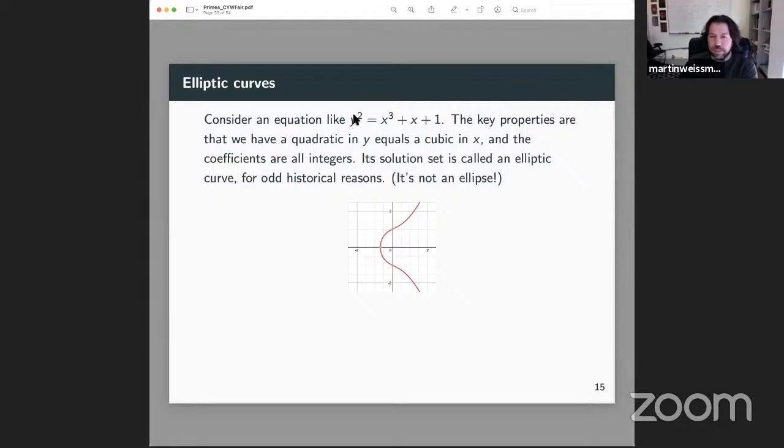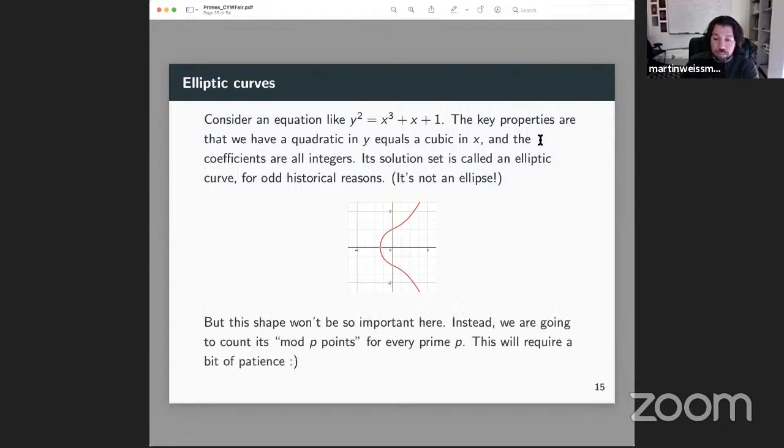There's nothing too special about this one. I'm just choosing it as a good example. When you graph it, it looks like this curve here. It's called an elliptic curve, though that's a weird historical thing. It's not an ellipse. What I want to do with the equation is something weird. I'm going to do something called counting its mod p points. Bear with me for 5 minutes or so while I explain what this means.